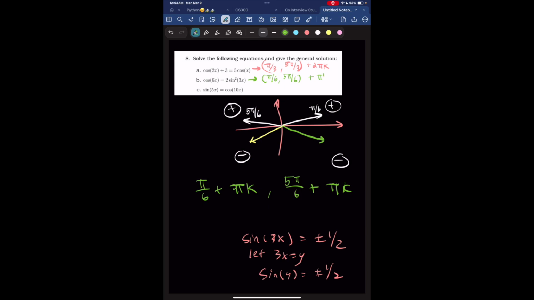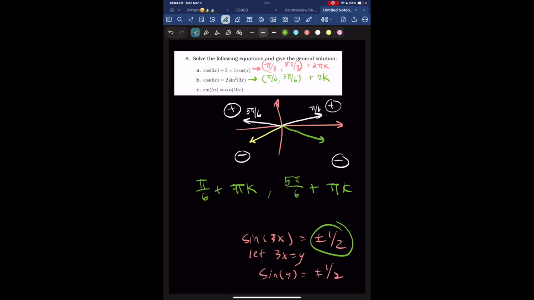Now, you absolutely could have found the actual radian measurement of these two vectors and then added 2 pi k to them, but this is just more of a condensed form, once you realize that all positive and negative values of the same half are being covered by this solution.